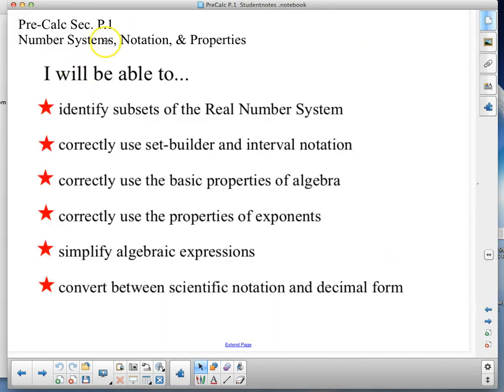For Chapter P, Section 1, we will be able to identify subsets of the real number system, correctly use set builder and interval notation. Now, this is important to practice. Correctly use the basic properties of algebra, correctly use the properties of exponents, and simplify algebraic expressions and convert between scientific notation and decimal form. Now remember, the notes for today, we're going to cover 2 days, Tuesday 9/6 and Wednesday 9/7, as we go on.